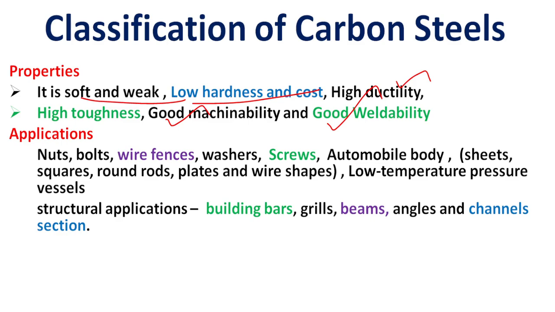The applications are nuts, bolts, wire, hinges, washers, screws, automobile bodies, seats, square and round rods, plates, and wire shapes, and low temperature pressure vessels. Another is structural applications for building bars, grills, beams, angles, and channel sections. These are the applications of low carbon steel material.